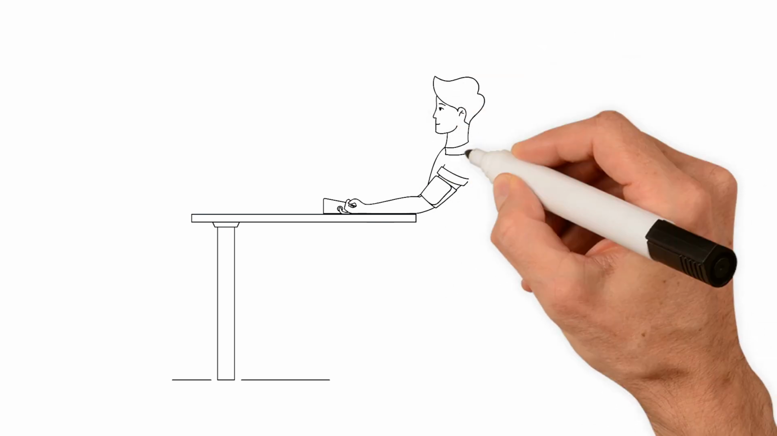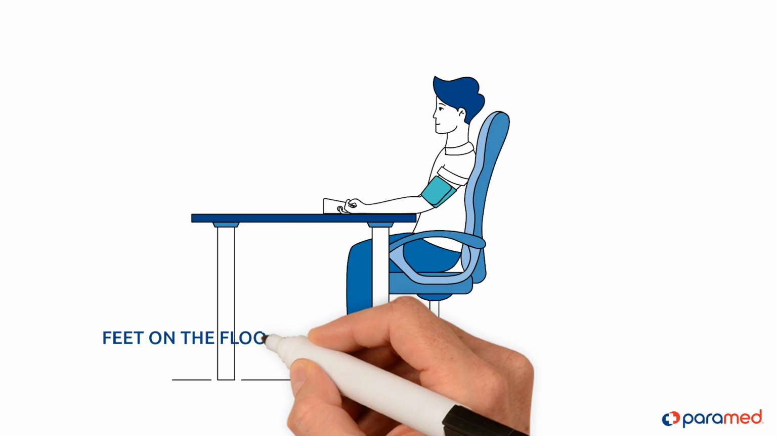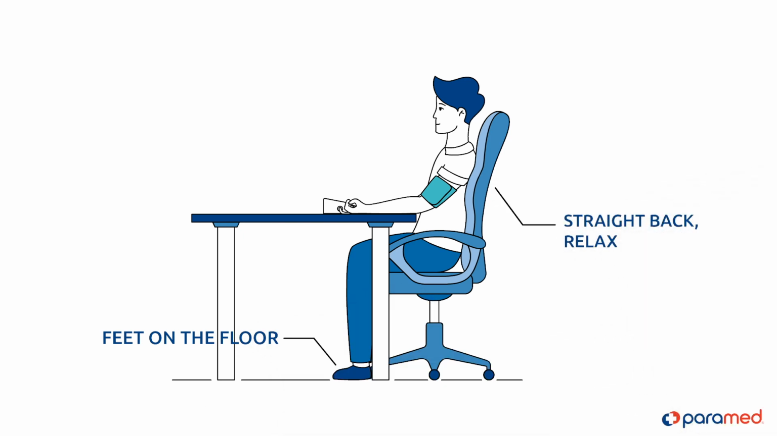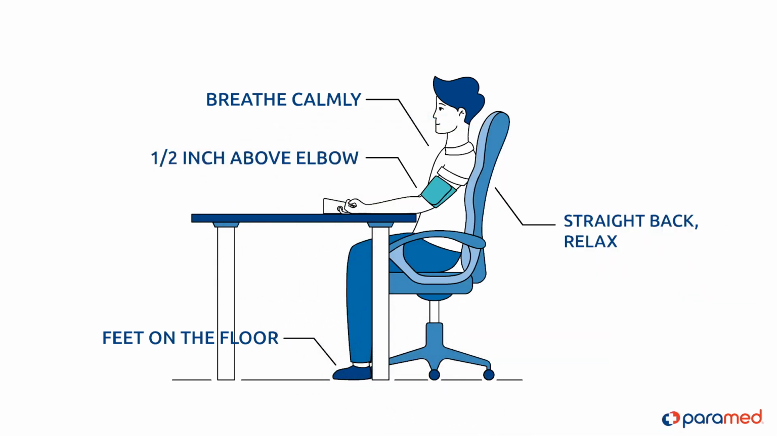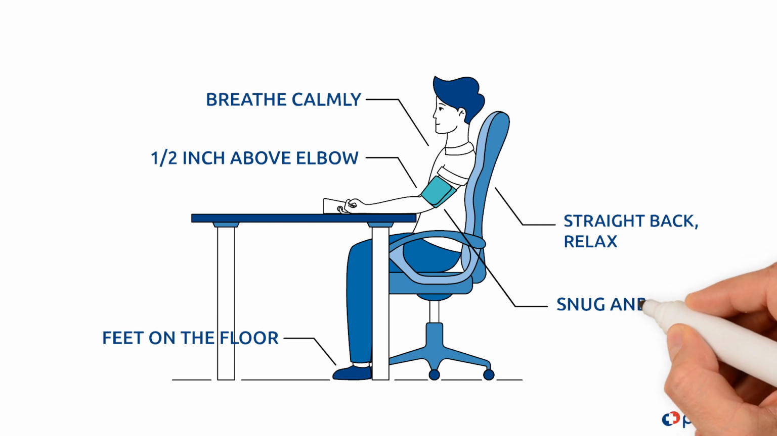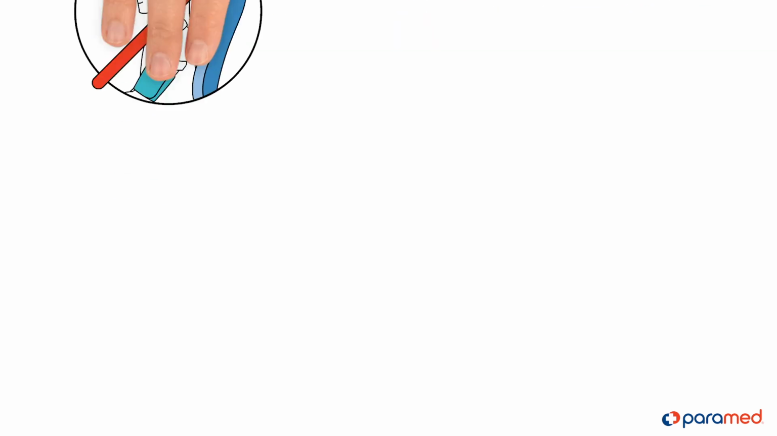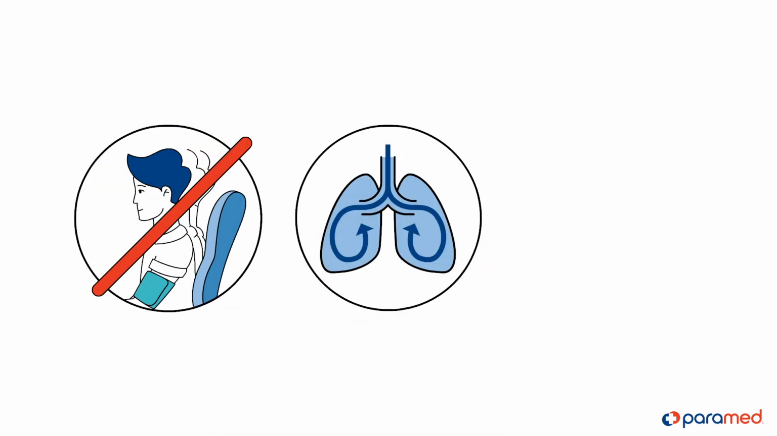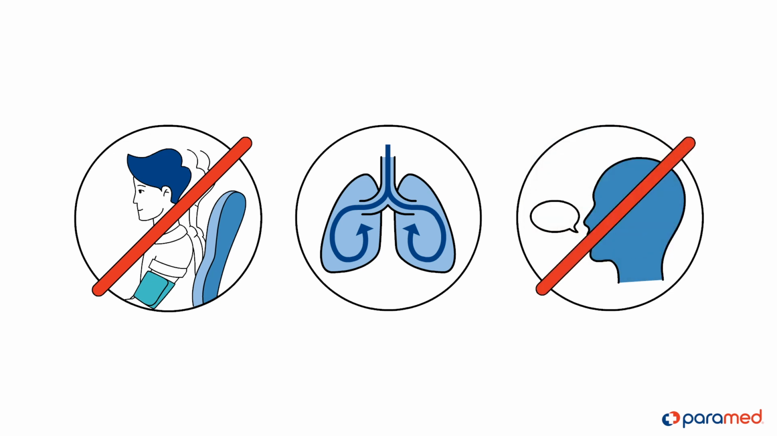Before you start measuring, sit comfortably at a table. Place your feet on the floor, straighten your back, relax, and breathe calmly. Place the cuff on your arm 1/2 inch above your elbow. Secure the cuff using the Velcro so that it sits flush but doesn't press on your arm. Try not to move. Relax. Breathe deeply, and do not talk during the measurement.